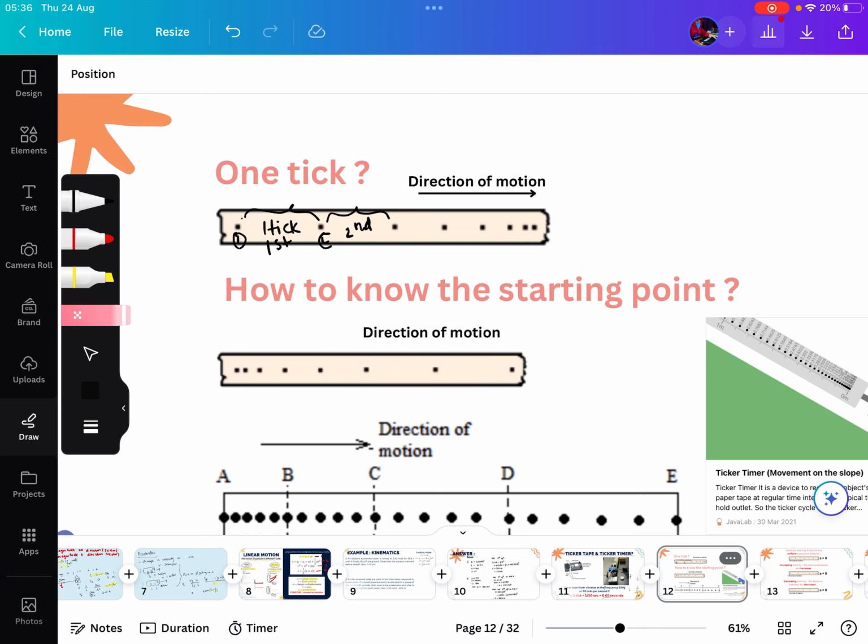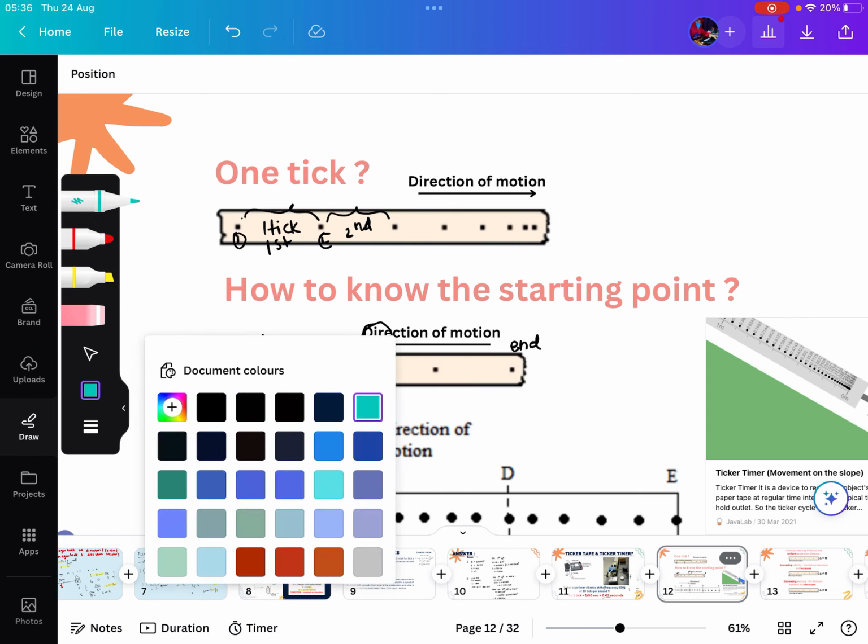Oops, wait. I just moved the... Okay, like that. So for the starting point, you just take a look at the head of the arrow. This is the head of the arrow, right? The starting point is pointed to by the head of the arrow, which is here. So it starts here, and then the ending is of course here. So you just see the head of the arrow, and then you can know the starting point.